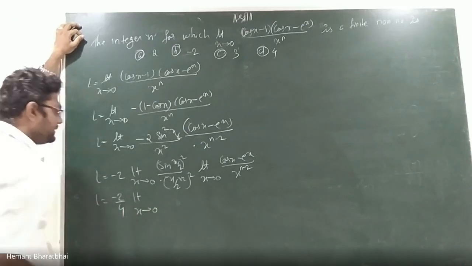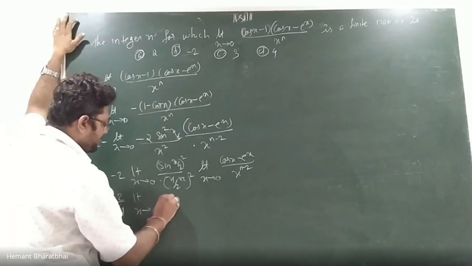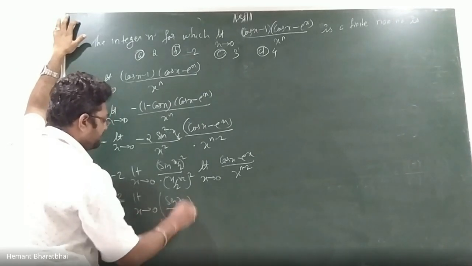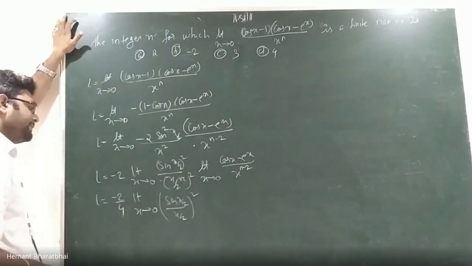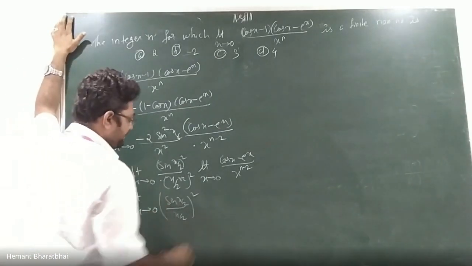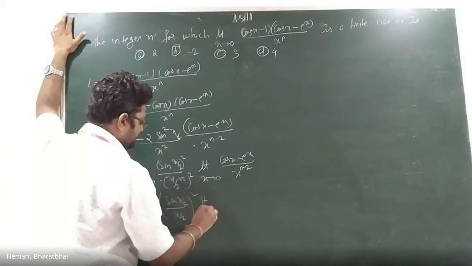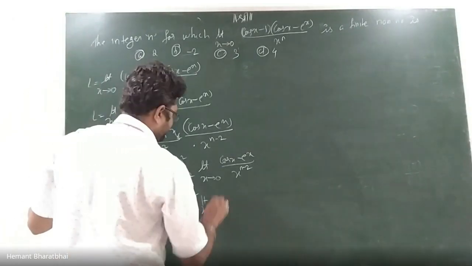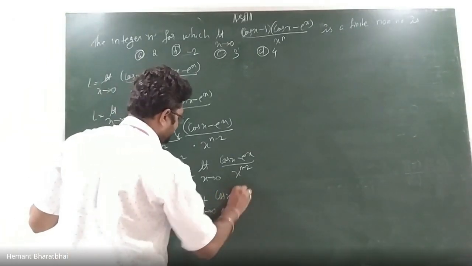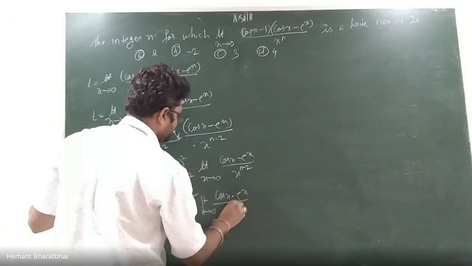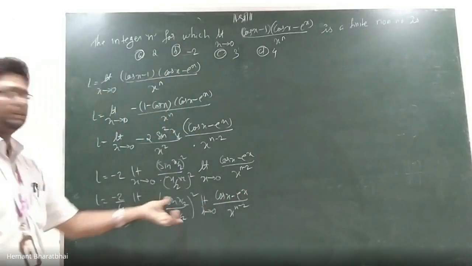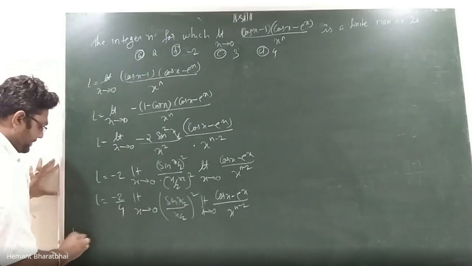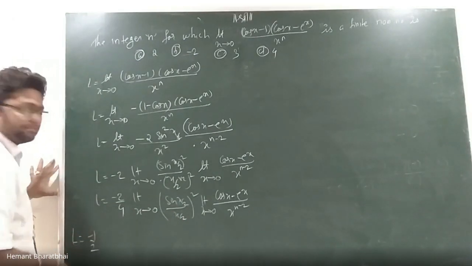Limit of x tends to 0 of sine of x by 2 upon x by 2, the whole square, so this will become 1. And here then I will write the series expansion, limit of x tends to 0 of (cos x minus e raised to x) upon x raised to n minus 2. So this 1 square is 1, and minus 2 by 4 will give me minus 1 by 2.